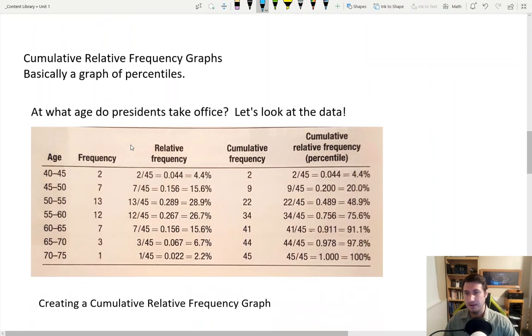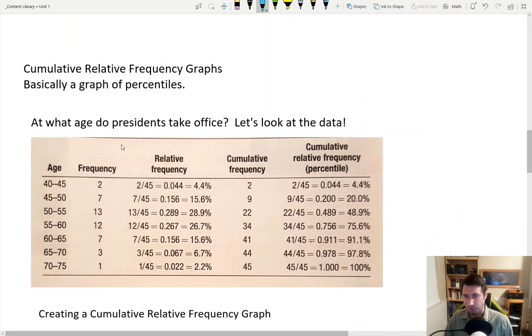All right, now for those graphs that just sound horrific. Trust me, they're not that bad. A cumulative relative frequency graph. This is basically a graph of percentiles, okay?